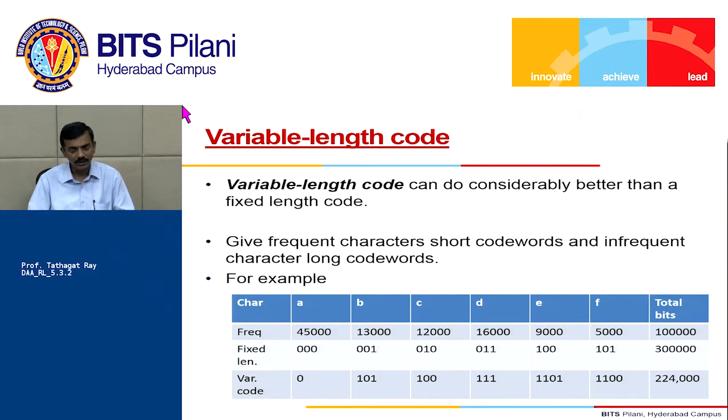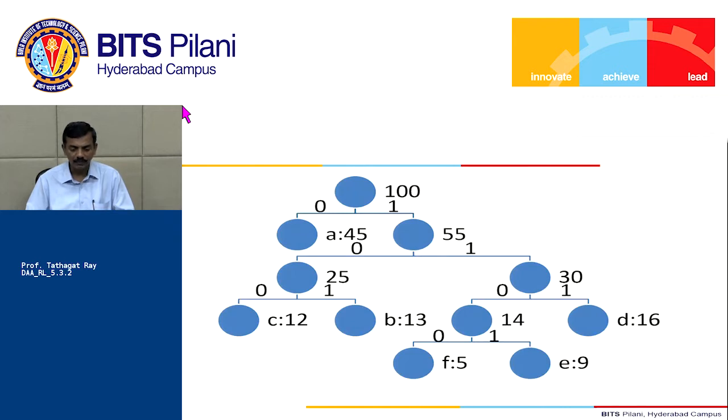If we use fixed length encoding, we will end up spending 300,000 bits. Whereas if we use variable length encoding as given in the last row, you will spend only 224,000 bits. So there will be a 20% improvement. And then we looked into what is called a prefix code, and how we represent a prefix code using a full binary tree. Then we looked into the Huffman coding algorithm, which allows you to make an optimal prefix code.